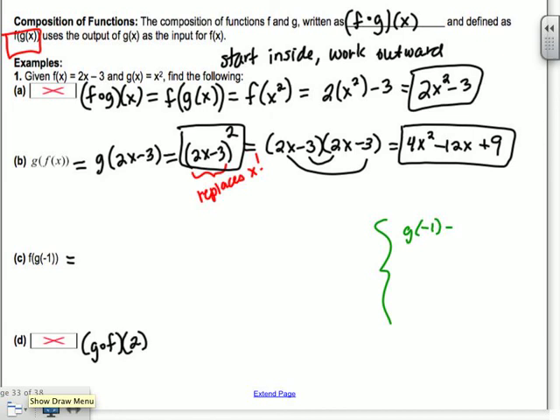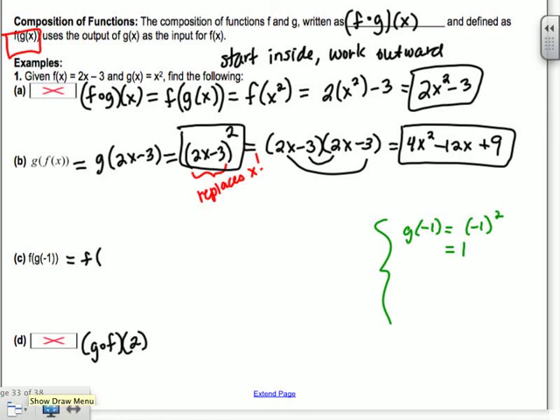Yeah, so if you want to do this off to the side, you can. G of negative 1, you go to your g function, you replace x with negative 1. Whenever I have a negative, I definitely put it in parentheses. So I have negative 1 being squared. So g of negative 1 is 1.